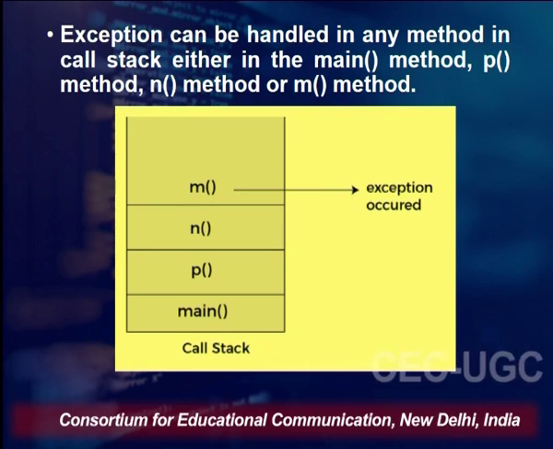If N method is actually able to handle this, fine. Otherwise, it will pass on to the next level at P, or it can ultimately go to the main method. So exceptions can be handled in any method in this call stack. It could be either the main method, or the P, or the N, or the M method. And here is the way in which the call stack is formed. So in order to understand this whole scenario, let us try to see this with the help of a program.